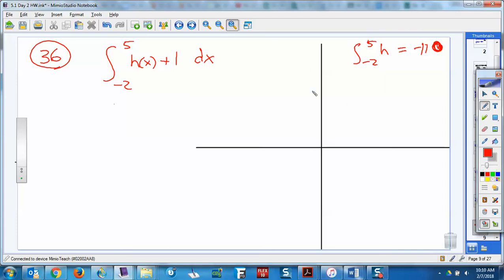There are two ways that we can do this. One way is to do what? So you guys got -4. How'd you get it?